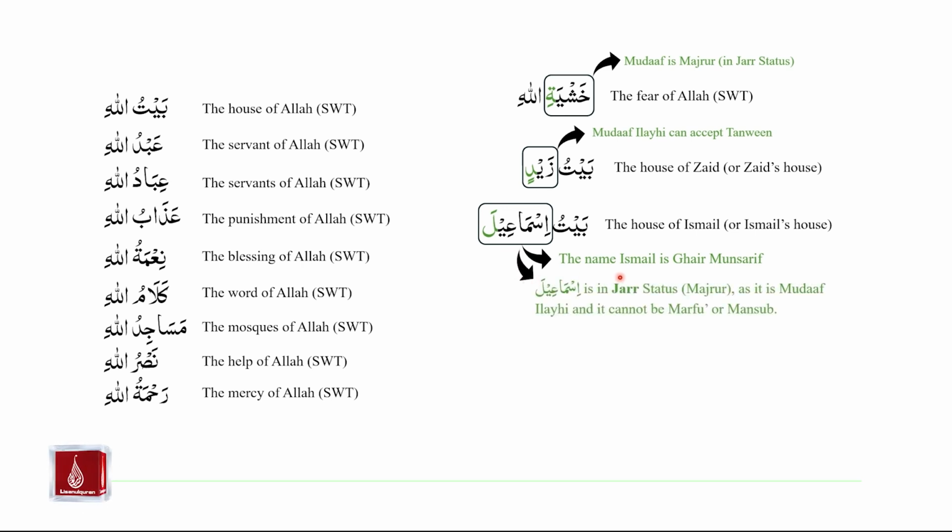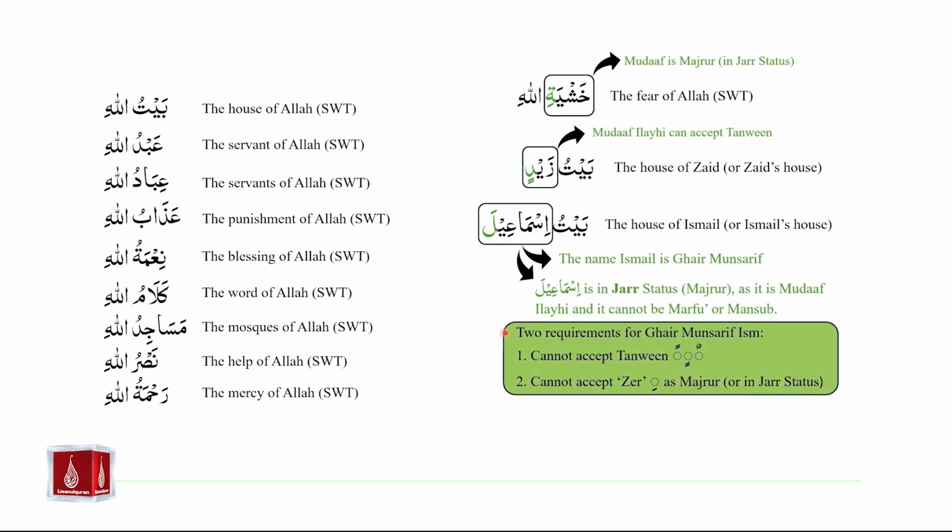Ismaila is in the jar status. It is majroor. Why? Because it is a mudaf ilayh and it cannot be marfu or mansoob. So the status of Ismaila in Baitu Ismaila is majroor. It is jar in status because it is a mudaf ilayh.